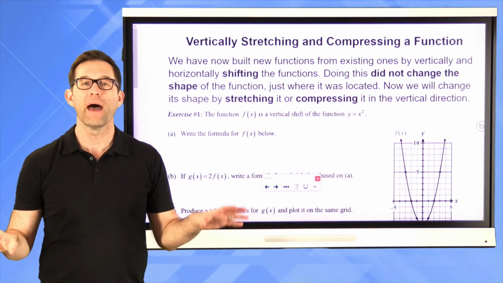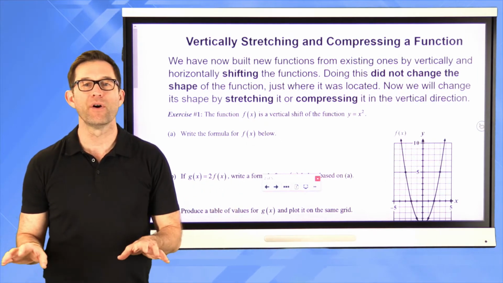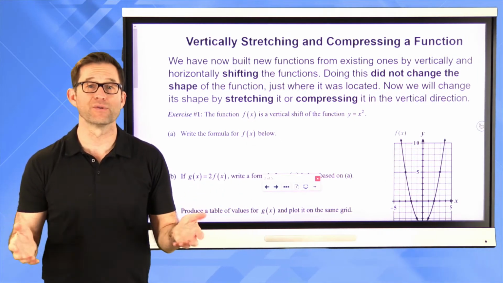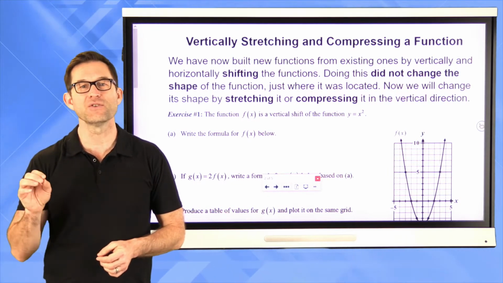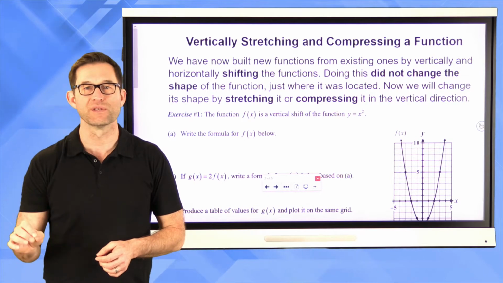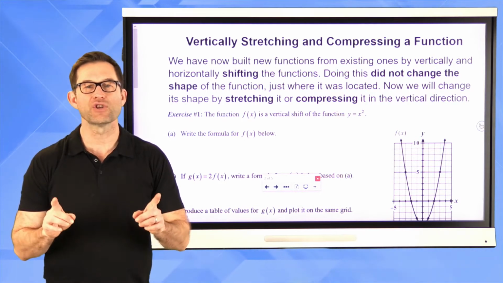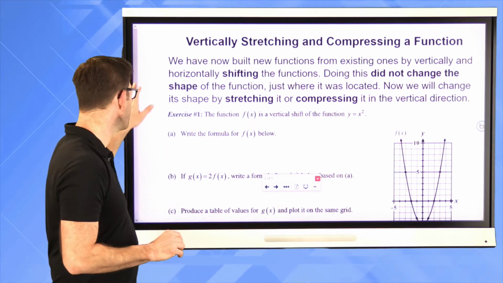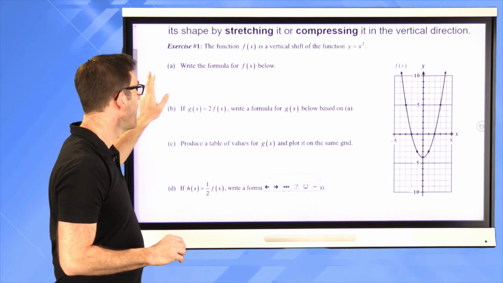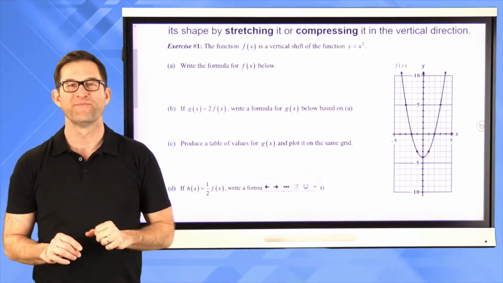Now so far we have built new functions from existing ones by vertically and horizontally shifting the functions, as I just mentioned. Doing this did not change the shape of the function, just where it was located. Now we will change its shape by stretching or compressing it in the vertical direction. So let's get into it and start in exercise number 1.